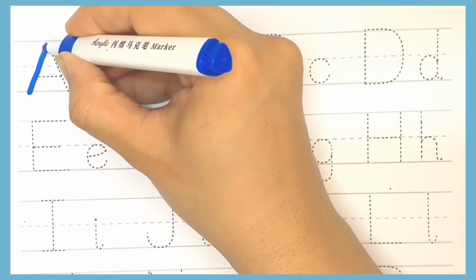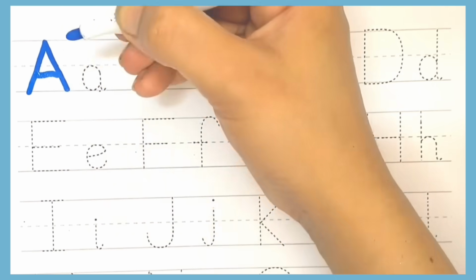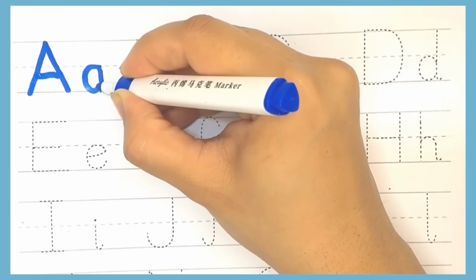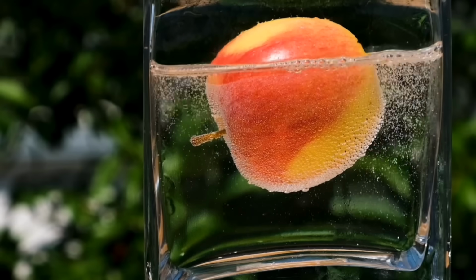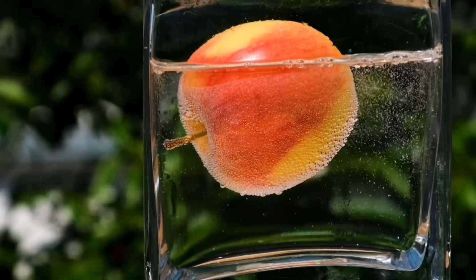Let's write alphabets. Capital A, small a. A for apple. Apple is a red fruit. Apple is healthy for us.